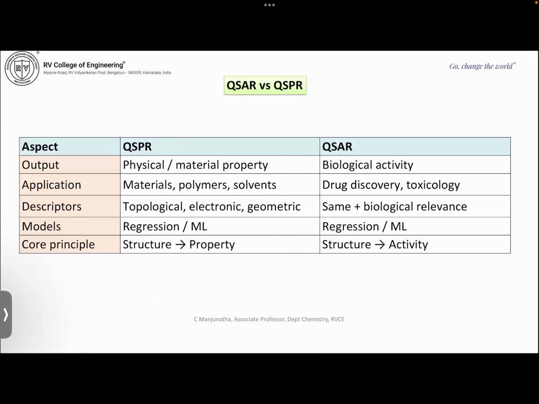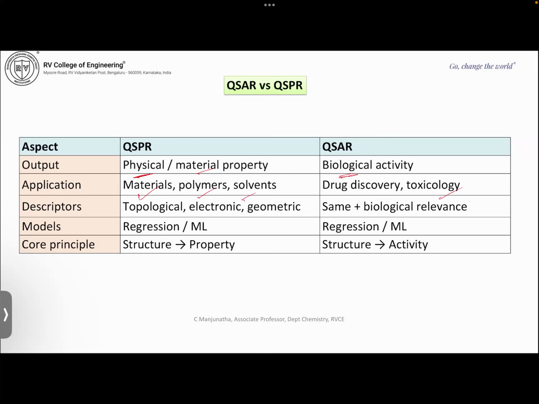So overall, if you compare QSAR and QSPR, QSPR is actually about physical material properties. QSAR is about biological properties. The application of the QSPR model is to understand the properties of materials, polymers, and solvents. However, QSAR is exclusively for biotechnology, drug discovery, and pharma industry toxicology.